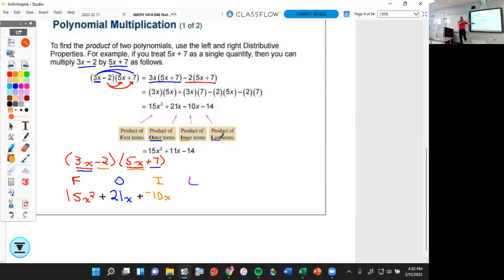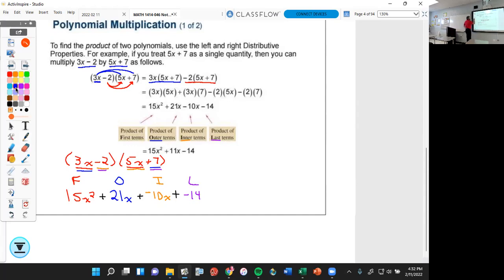We're talking about the terms that are last in the situation, which I have a -2 and a 7. And -2 times 7 would be a -14. And of course, that's added in there. Okay. And now some of those addition signs, if you're going through, if you just write minus 10x here, and you don't necessarily write plus -10x, that's cool. That's not a big deal. But know that F plus O plus I plus L, we're adding those together.